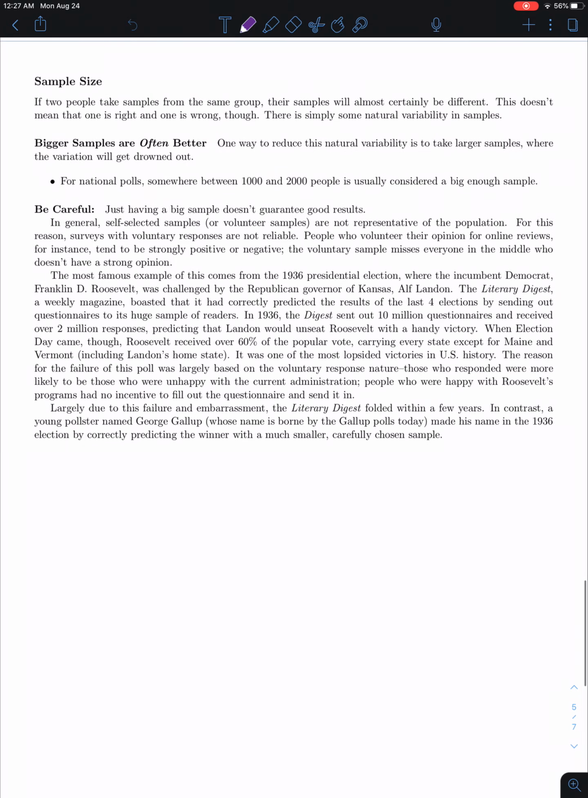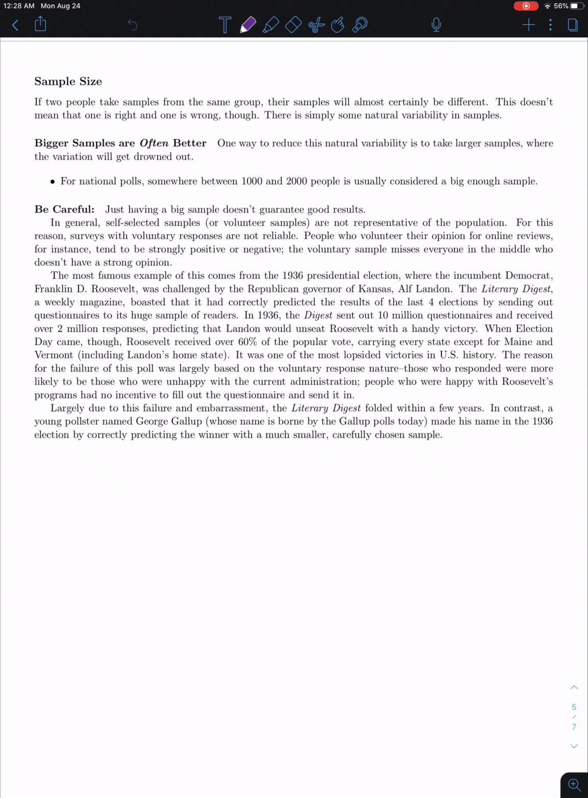This talks a little bit about sample size. When you're talking about measuring the population, like FCC has over 6,000 students, how many students would we have to survey in order to get a good sample?